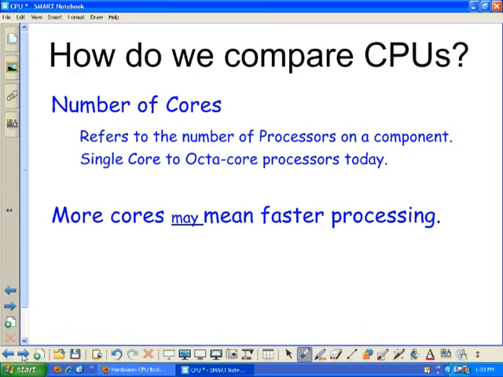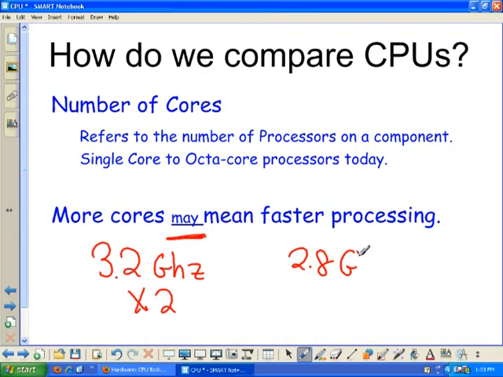Okay? They're in computers. So it refers to the number of cores, and this may mean that it's faster. My son's computer is a 3.2 gigahertz dual-core computer, and mine is a 2.8 gigahertz quad-core computer. Which one's faster? Yours, because I know yours is going to be better than your son's. The answer is it may be faster depending on what we're doing.